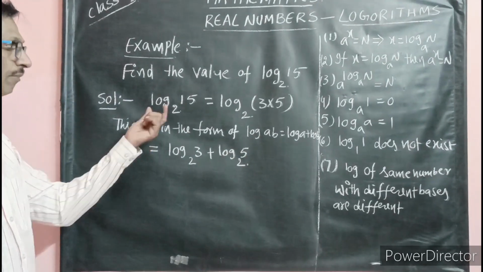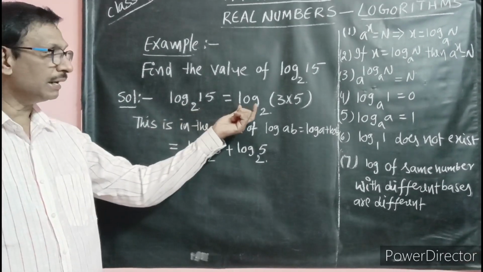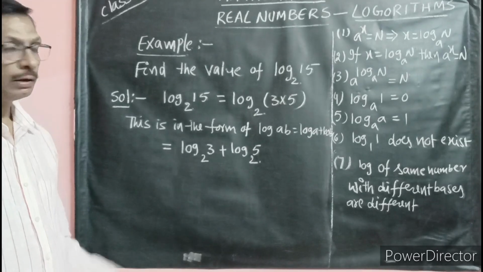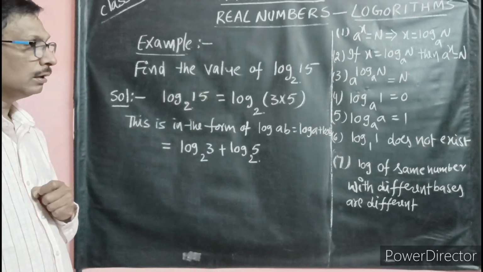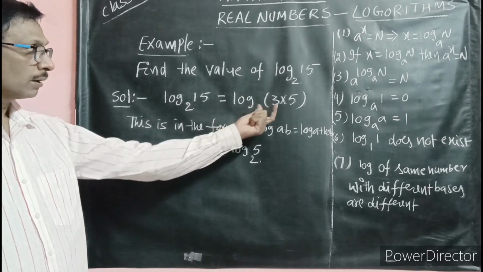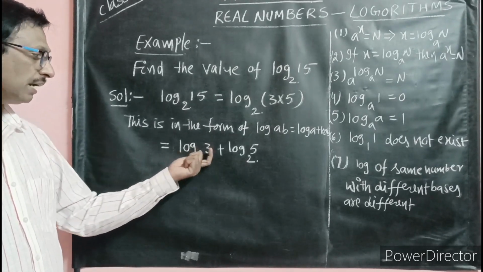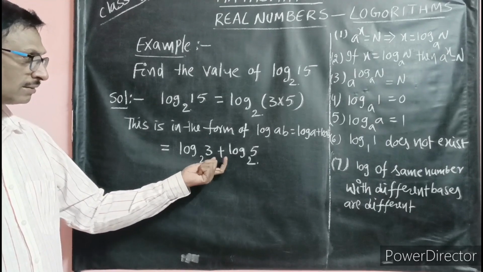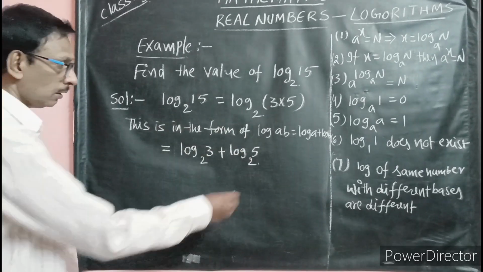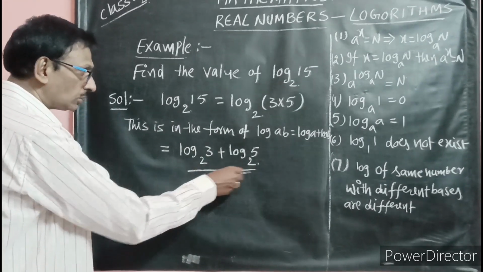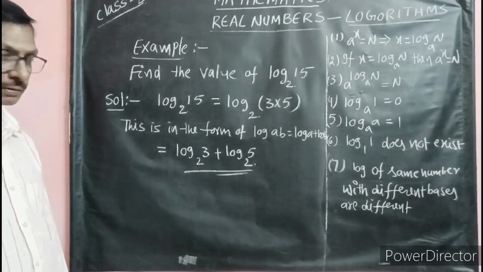So log 15 can be written as log 3 into 5. Now we are applying the logarithm of products on this number. Then we get log 3 to the base 2 plus log 5 to the base 2. Now this is the solution for this type of numbers.